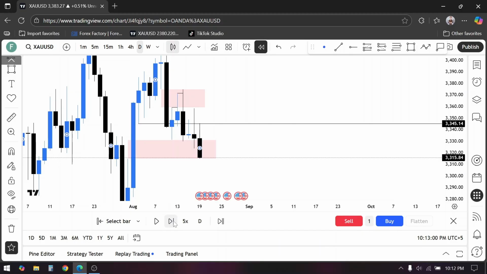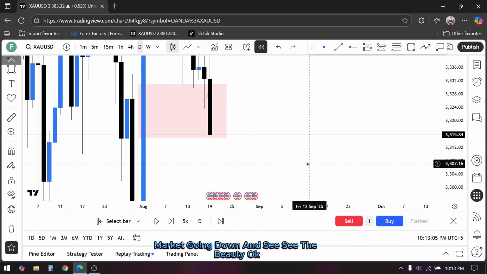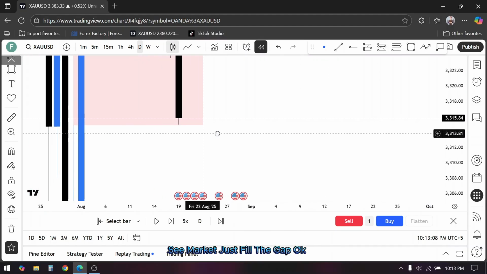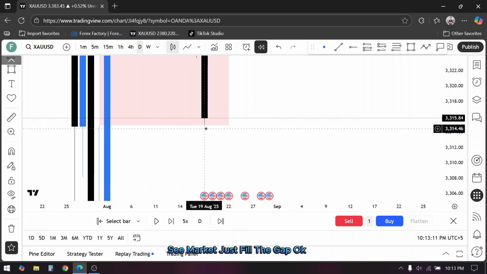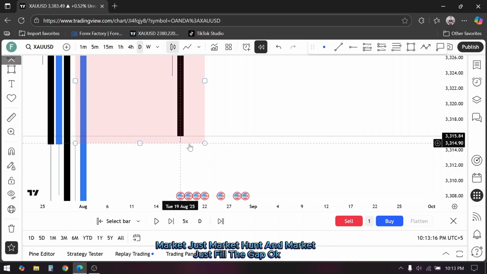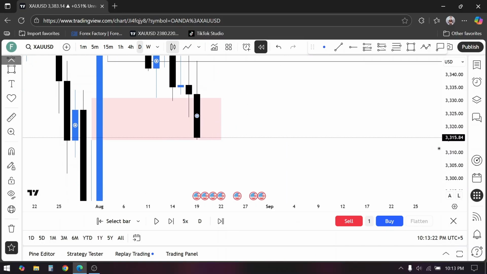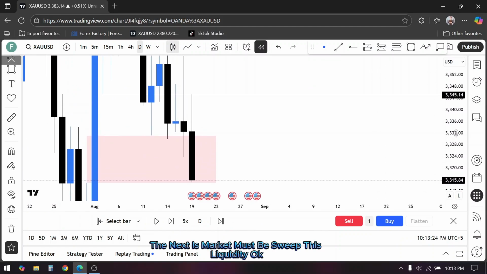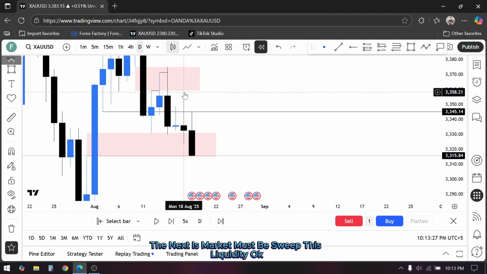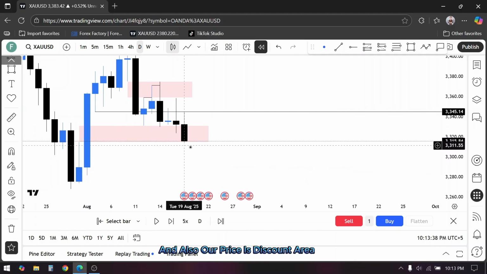So let's see. Market going down and see the beauty, okay? See, market just fills the gap, okay? See the beauty. Market hunt and market just fills the gap, okay? So what is the next? The next is market must sweep this liquidity, okay? Because now we have only this liquidity, okay? And also our price is in the discount area.